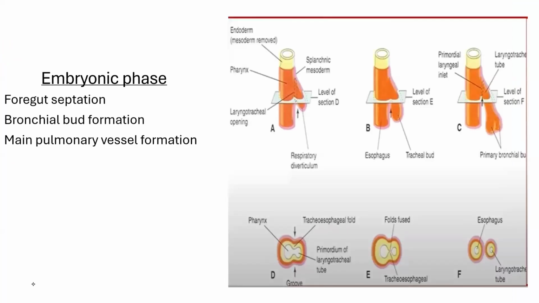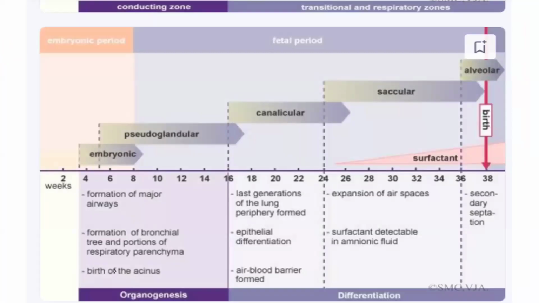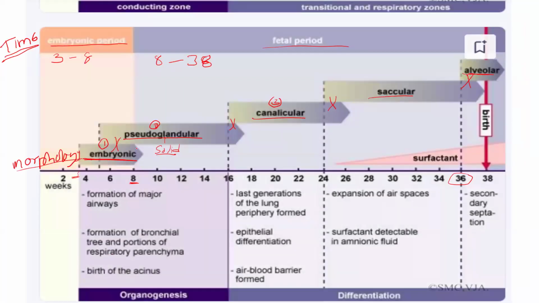So let us discuss those stages. What occurs in the embryonic stage? Or rather, let me go back here before I move there. See what happens in the embryonic and pseudoglandular stage. That stage is known as organogenesis. So in those stages, you form the lung. The lung is already formed in those stages, or rather, most of the part of the lung is formed. Then the canalicular stage, saccular stage, and the alveolar stage are differentiation stages. Now here, you have formed a lung, which is an organ.